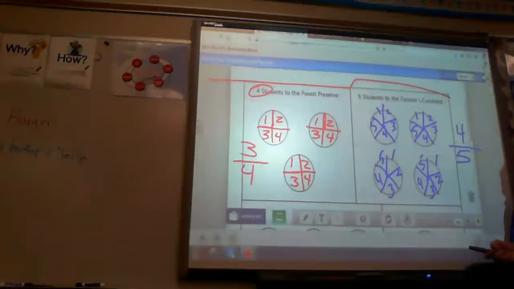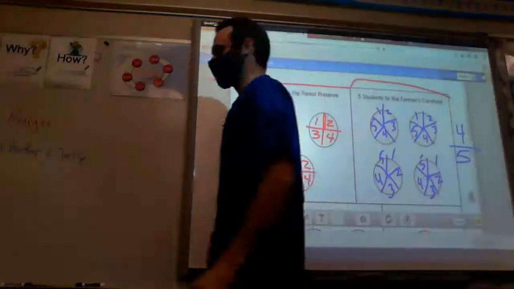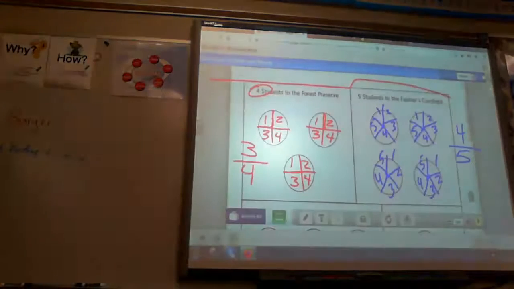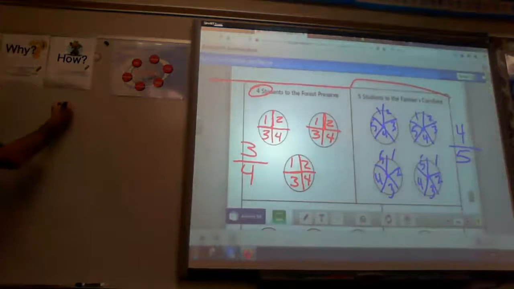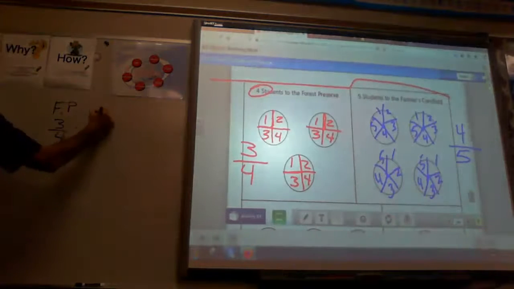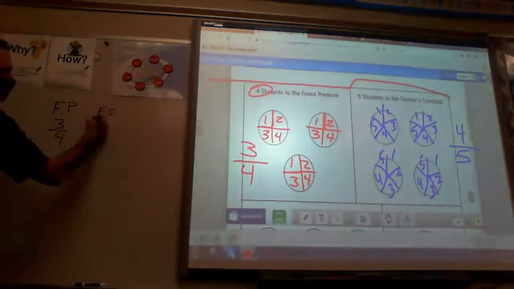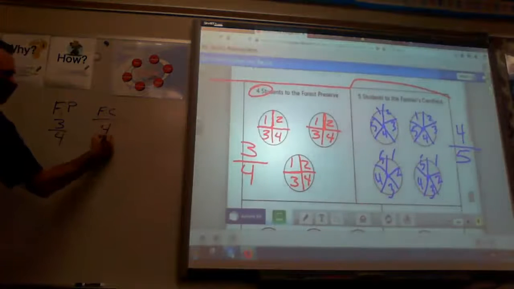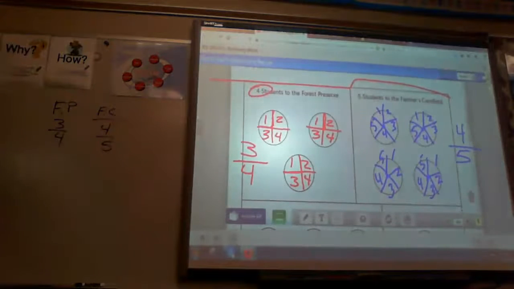So before we move on here, I'm going to write these down over on the board. I'm going to erase our peanut butter jelly. And I left my erasing rag in the back. That's awesome. So at Forest Preserve, we have 3/4. At Farmer's Cornfield, they're getting 4/5.